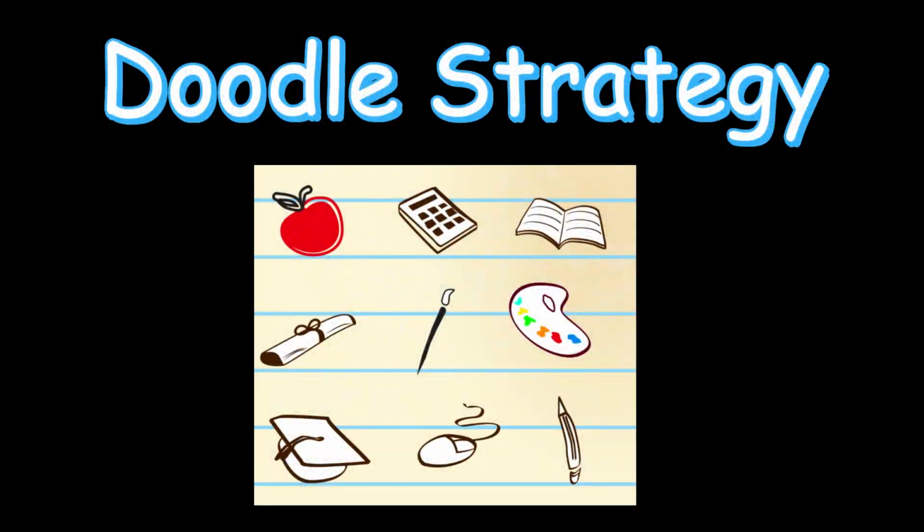So welcome back. We're going to be looking at the Doodle Strategy now. And the Doodle Strategy is just like it sounds. This involves having some fun doodling. So you write the word and then next to it you draw a little picture. So write the word vehicle, V-E-H-I-C-L-E, and have fun drawing a little vehicle.